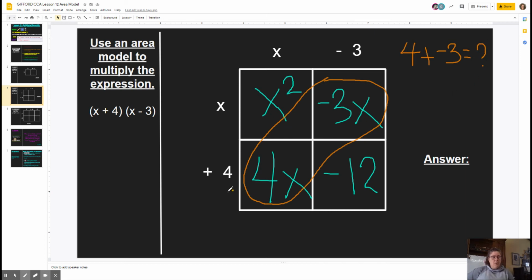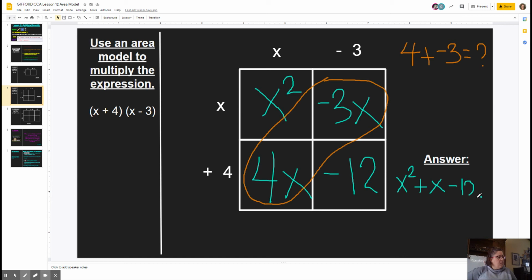4 plus negative 3, what does that give us? Thank you. So we know that because we have 4x and negative 3x, this part in the middle is just going to simplify to 1x. So then I also notice that I don't have any other x squareds and I don't have any other plain numbers, constants. So then I would write my final solution as x squared plus, you can put the 1 in front of it. I'm just going to put an x, and then minus 12.